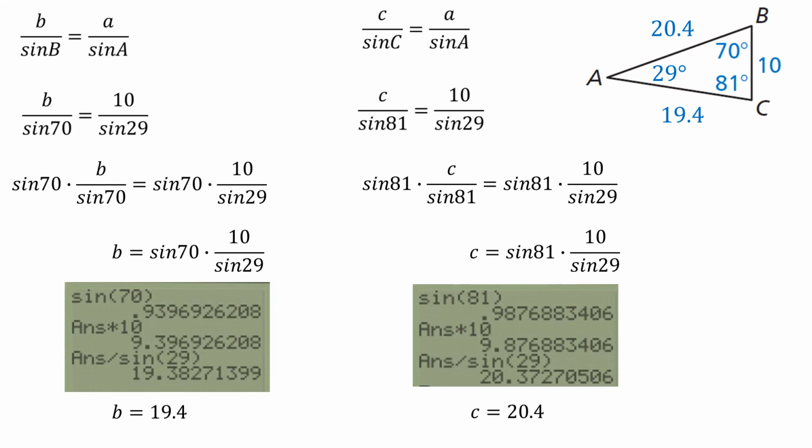All right, so I had to use the law of sines twice. I found the third angle just by adding up to 180, but then for the two missing sides, I had to use the law of sines.